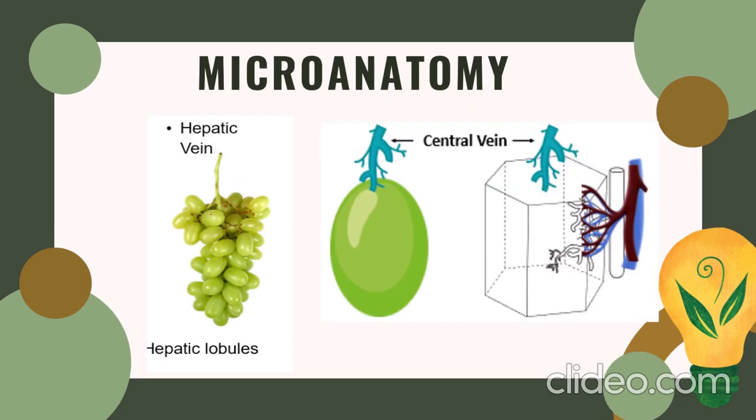So if you want a simpler representation, a liver is something like a bunch of grapes. Each of these grapes is a hepatic lobule and the stem of the grape is the central vein. So all the central veins join together to form the hepatic vein, and in the corners we have the portal triads. Portal triads are the 3 things which we saw the branches of, that is portal vein, hepatic artery and the bile duct.